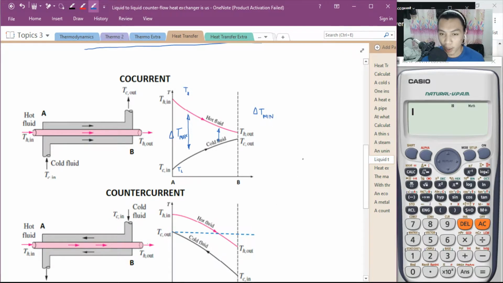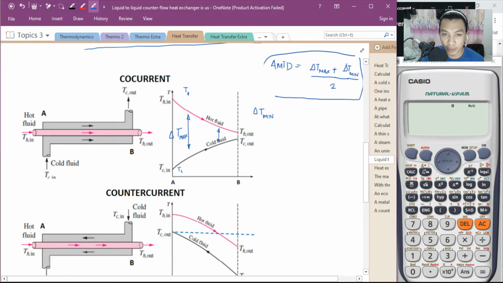Now, when you're talking about AMTD, the arithmetic mean, that is delta T max plus delta T minimum divided by 2. That is the formula for your AMTD.